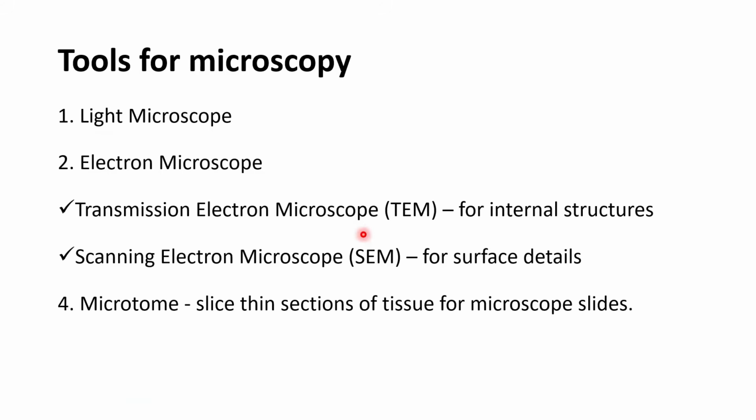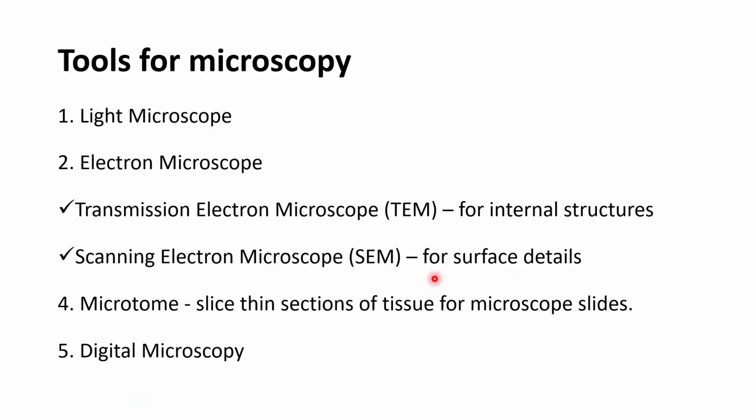Then a microtome. This enables the slicing of tissues into thin sections for tissue preparation of the microscopic slides. So we have various types of microtomes. You can go ahead and look at the various types of microtomes, but remember this is an introduction to histology. So I'm just covering the simple things.